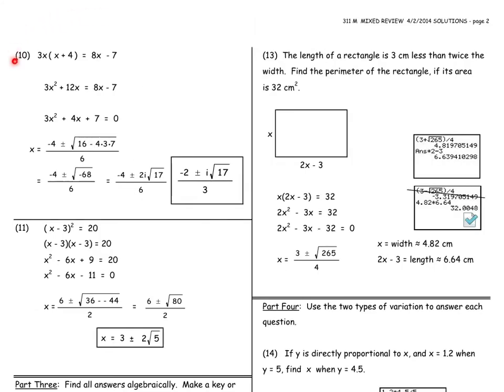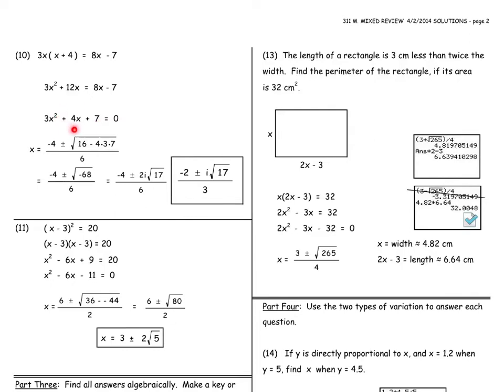Problem number 10 is much more complicated, but you're not supposed to worry about that right now. The first thing you do in a problem like this is distribute to get rid of the parentheses. 3x times x, 3x squared. 3x times 4, 12x. 8x minus 7 is still here waiting for its turn. The minute you see an x squared in an equation and there's an x term, you make it equal 0. So I minus the 8x and got 4x, and I plus 7 and got a plus 7 equals 0. Now I'm ready for the quadratic formula.